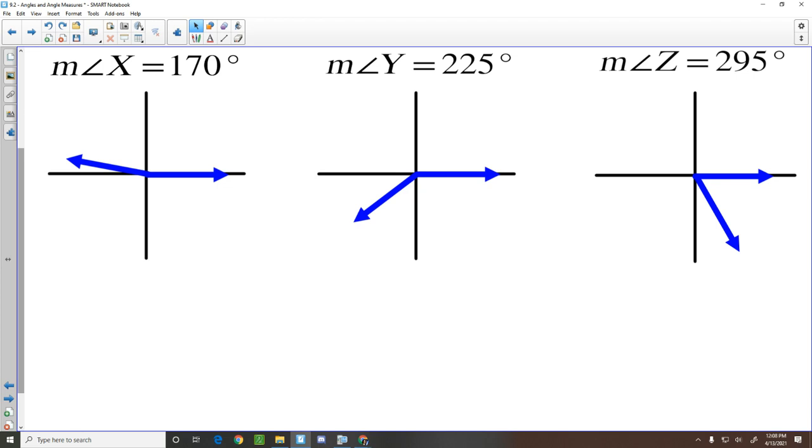Just like this first one, you're just really trying to compare, hey, what's this little distance right there? How many degrees would that be? If that terminal side is at 170 degrees, what would be that little sliver at the bottom?